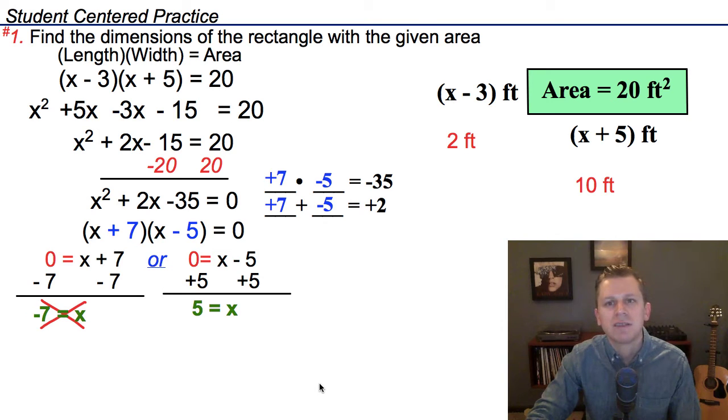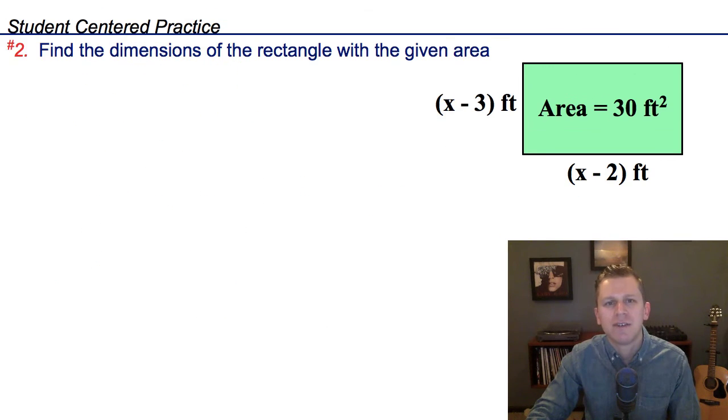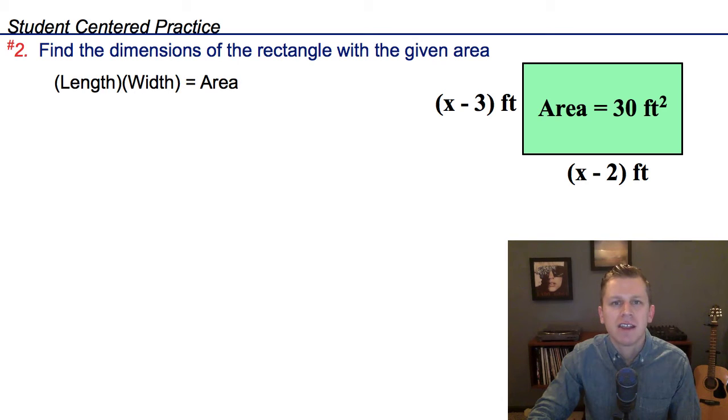To check our answer, simply multiply 2 feet by 10 feet to see if you get 20 feet squared, and you do, so this is correct. Let's try another. See if you could find the dimensions of this rectangle. First step is to set up the area formula. For a rectangle, it's length times width equals area. Next step is to plug in the appropriate length, the appropriate width, and the appropriate area.